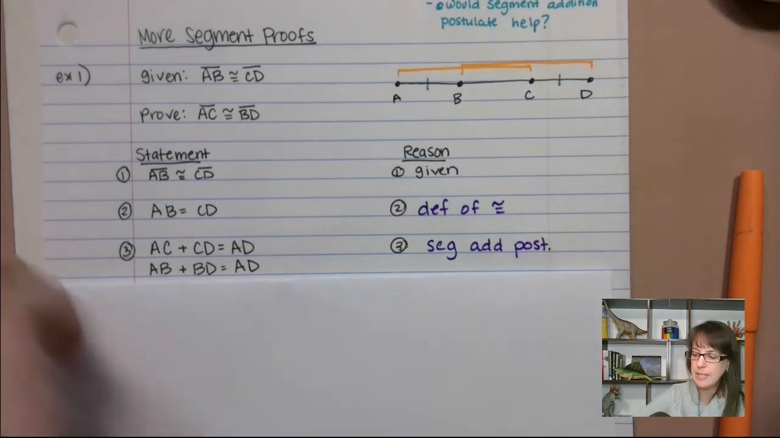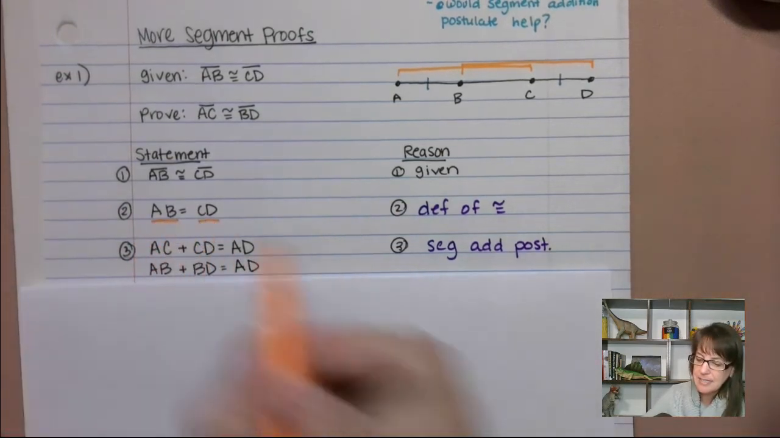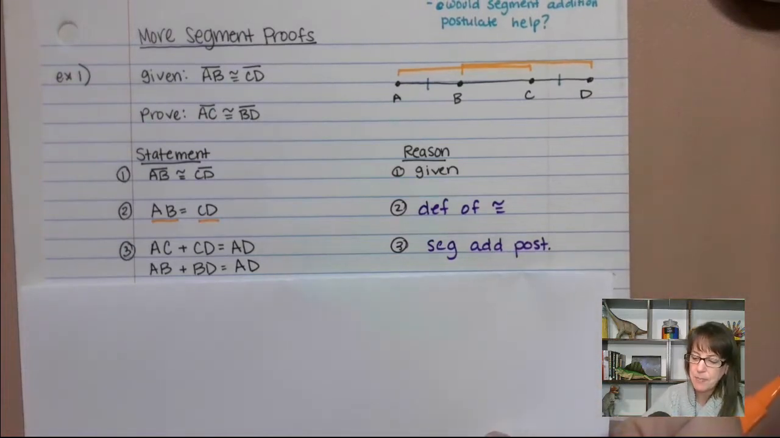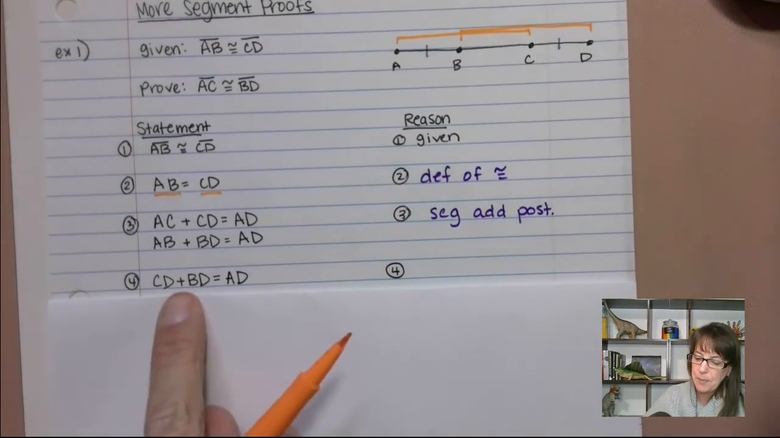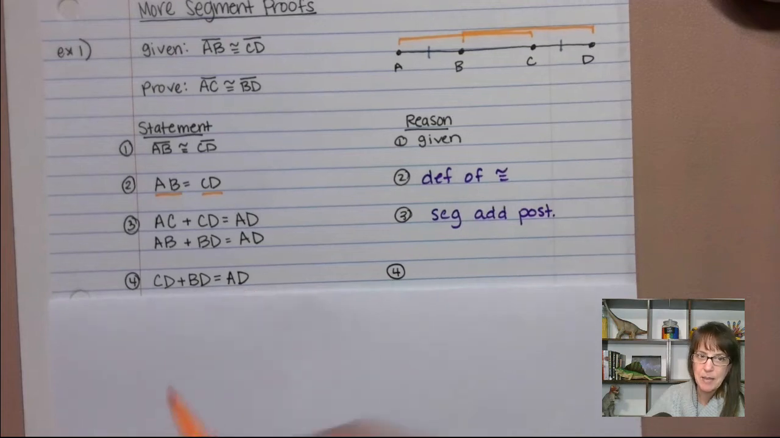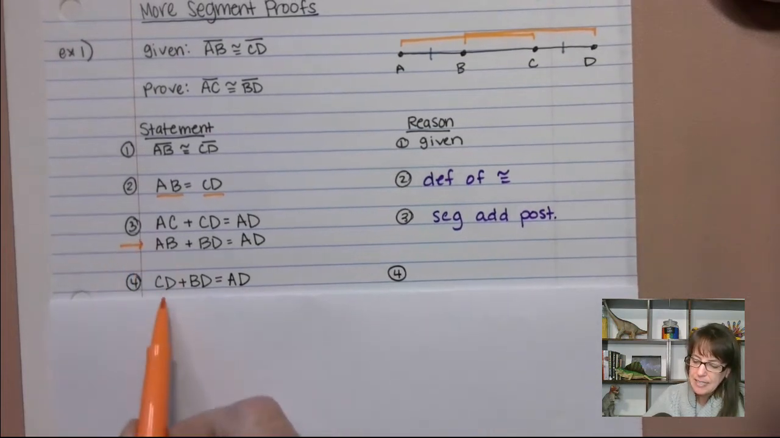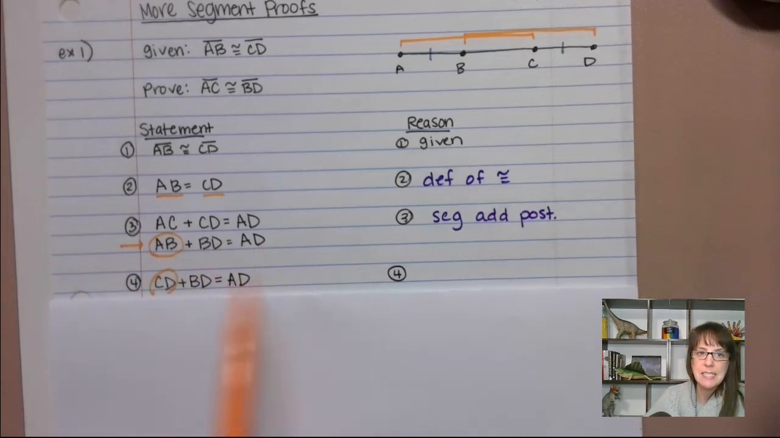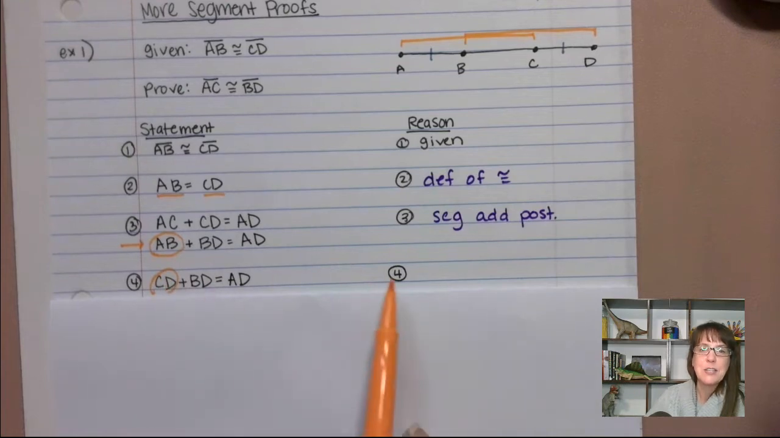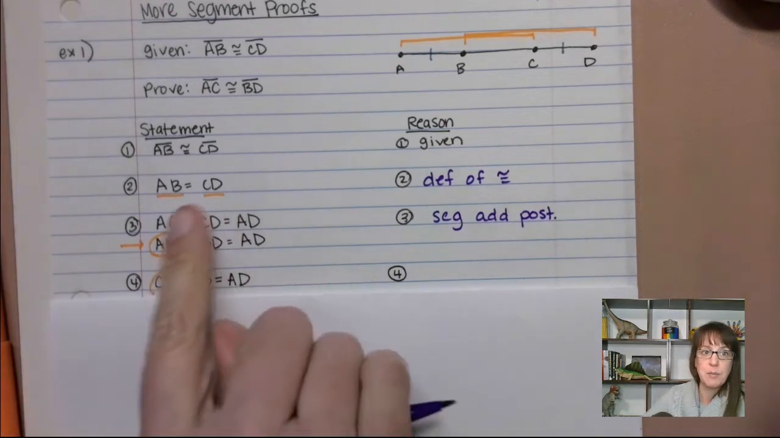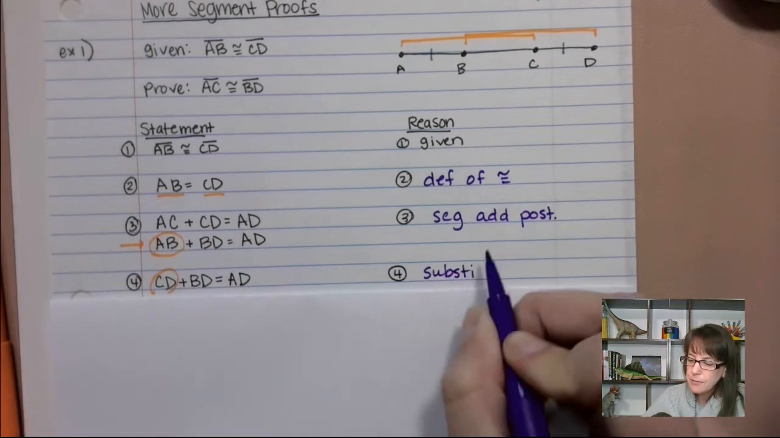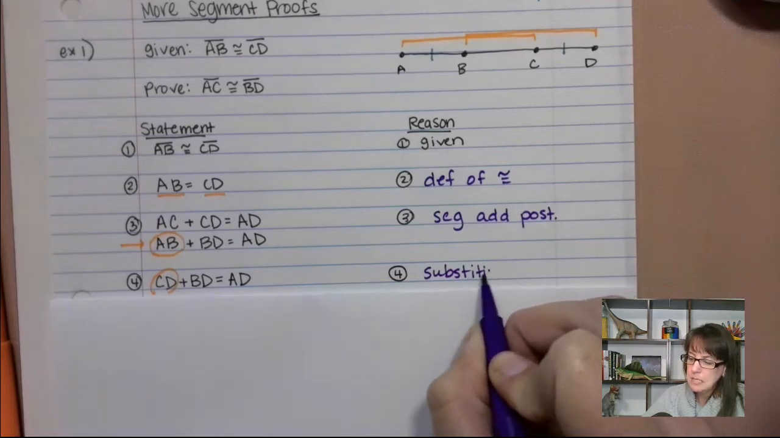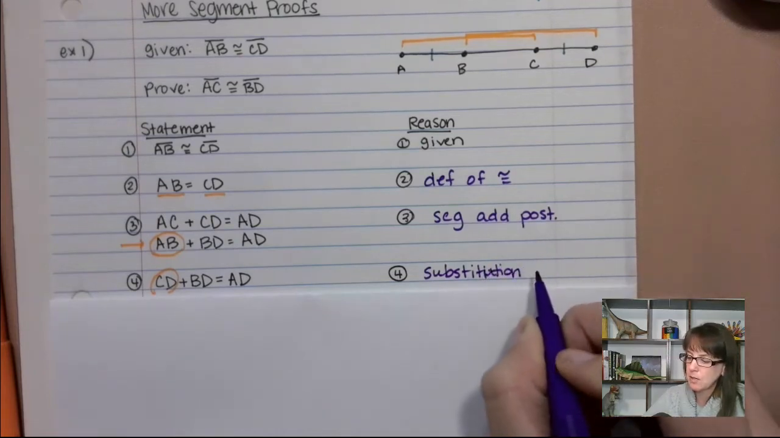What we do know is AB is the same as CD. So what can we do with this information? Well, let's see. We've got CD plus BD equals AD. You'll notice that from here to here, the AB and the CD switched, right? So we went from AB to CD. What we did here is just substitution. We already said that these guys are equal, so we're allowed to just substitute it in. So we use substitution.